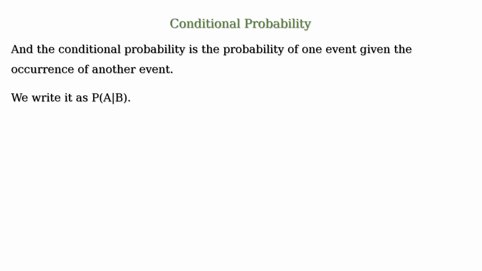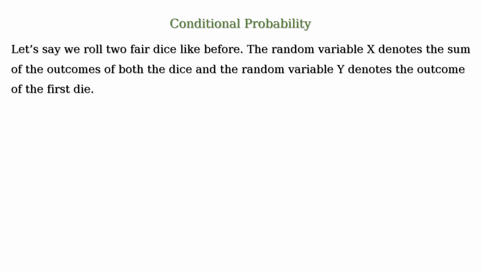We write it as P(A given B), and P(A given B) is equal to P(A and B) divided by P(B). Let's look at an example. Let's say we roll two fair dice like before. The random variable capital X denotes the sum of the outcomes of both the dice, and the random variable capital Y denotes the outcome of the first die.